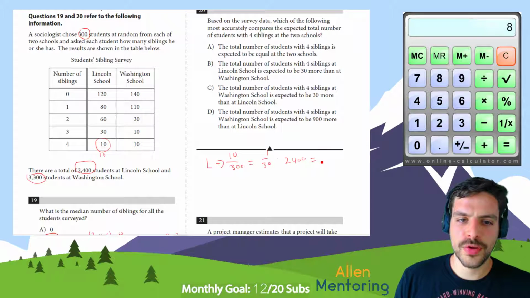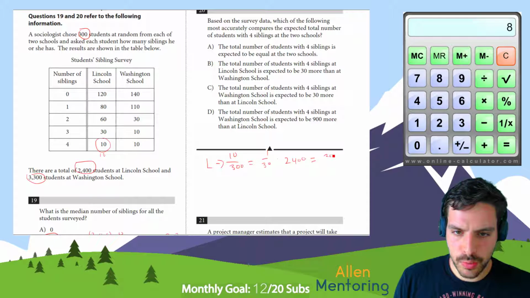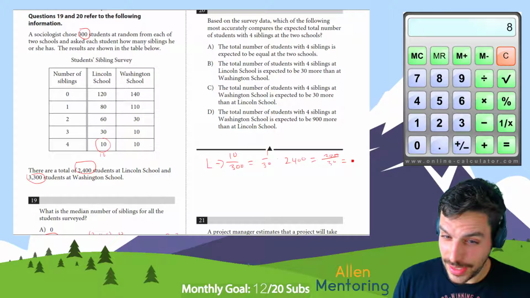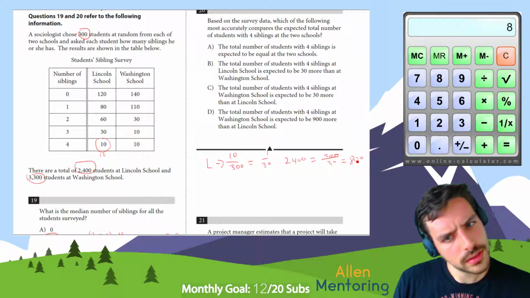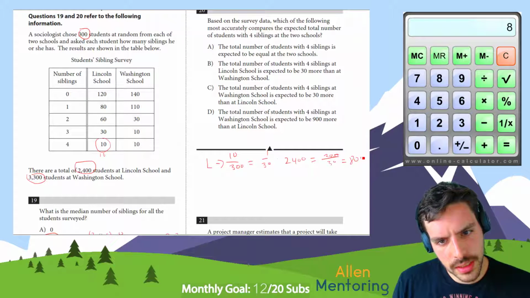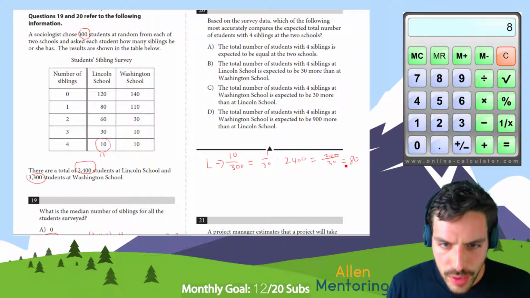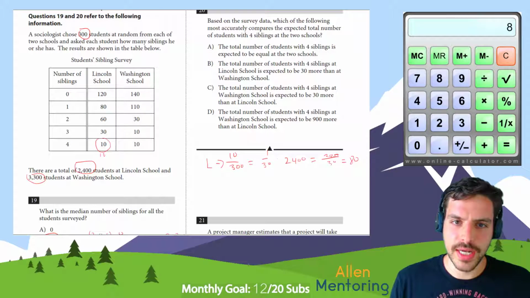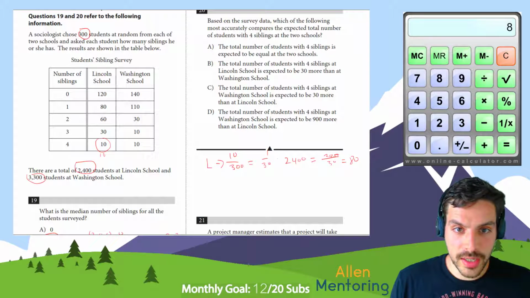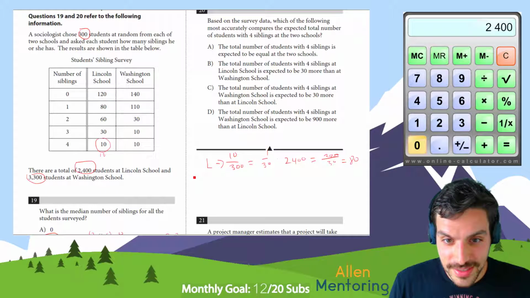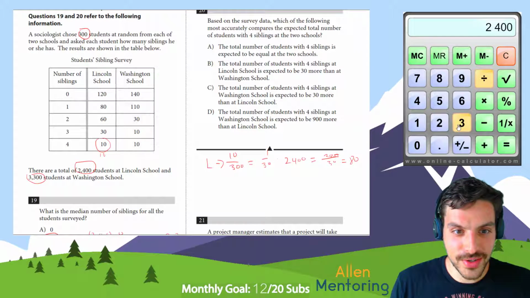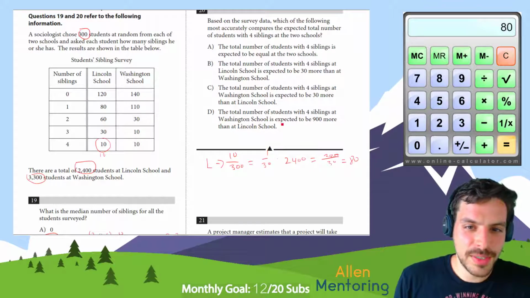And what is 1 over 30 times 2,400? That's going to be 2,400 over 30, and I believe that's going to be 800. Am I crazy? Yes, I'm crazy because it's actually going to be 80. Okay? 2,400 divided by 30 is 80. My brain might not be working, so I'm just going to confirm that. 2,400 divided by 30 is 80. I'm not losing my mind. We're all good. Okay, so that's how many students we expect at Lincoln.